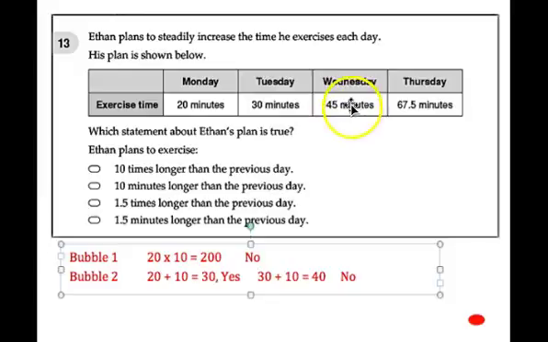Then we go 30 plus 10. Well, that's 40. And our answer is 45. So that's definitely a no. So don't look for the first one that works. Okay. The next one is 1.5 times longer.